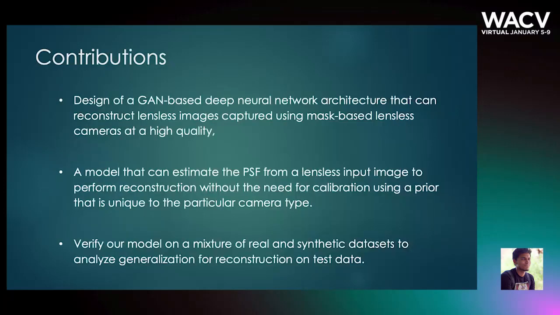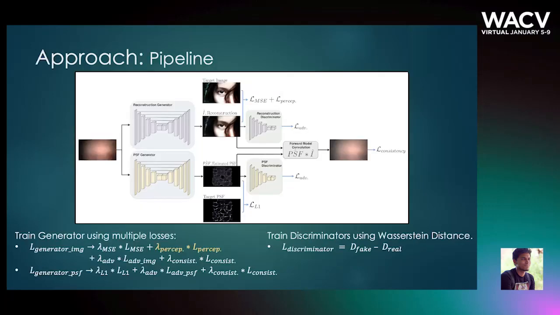For our paper's contributions, we show the design of a GAN-based network to reconstruct lensless images at high quality. We implement a model that can generalize to multiple PSF variations by estimating the PSF in the training pipeline. We also verify our model on real and synthetic datasets to analyze the model's ability to generalize reconstruction to PSF variation. Our approach feeds the input image into two separate generators, one for the image reconstruction and the other for PSF estimation. Both outputs also have their own discriminators that are trained on the Wasserstein distance. We then feed both the output images to a forward convolution block to estimate the input lensless image again and generate a consistency loss used for both generators.